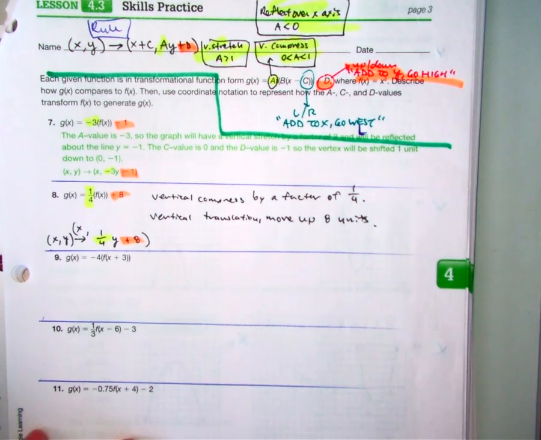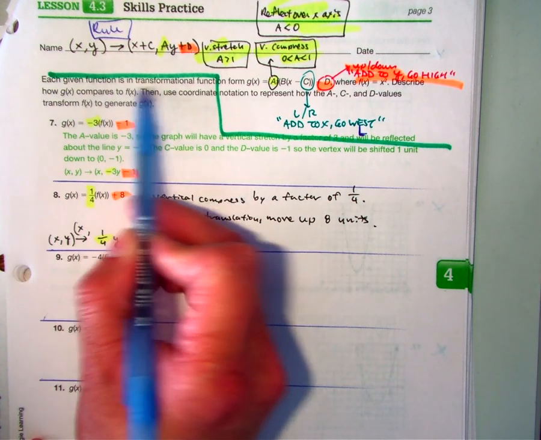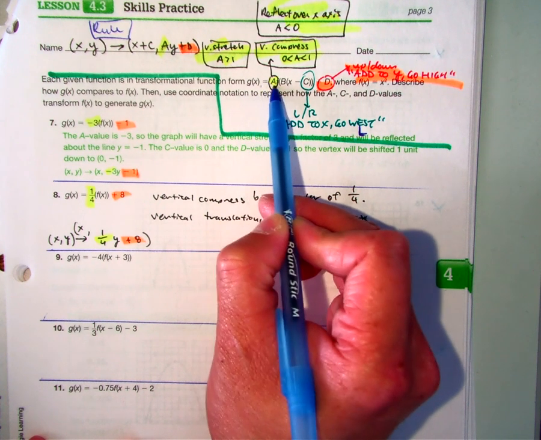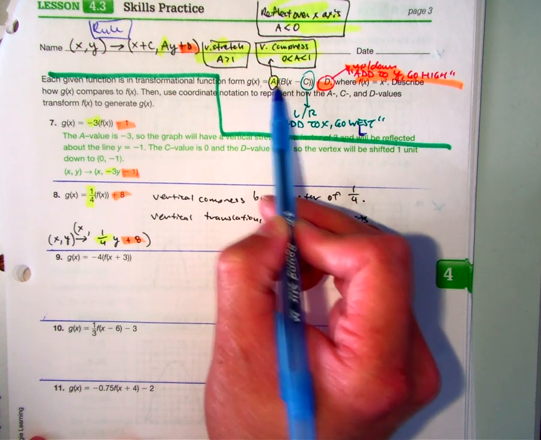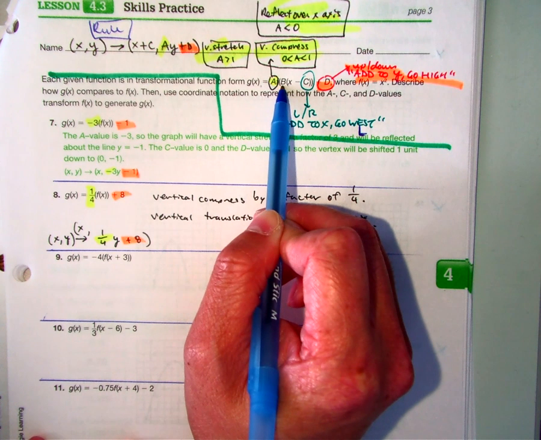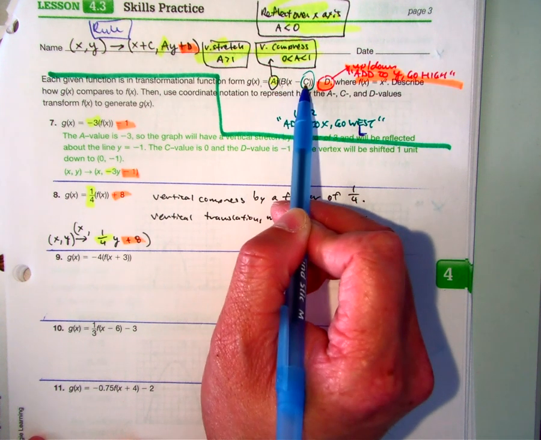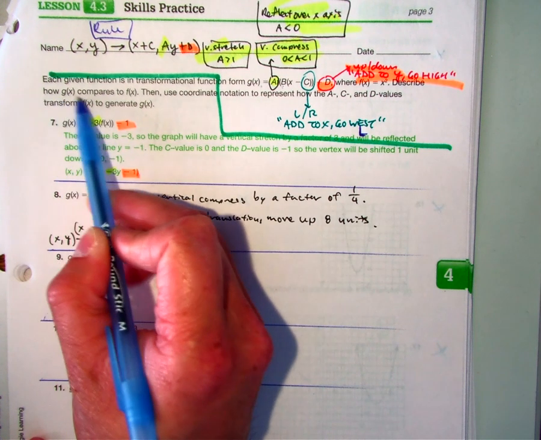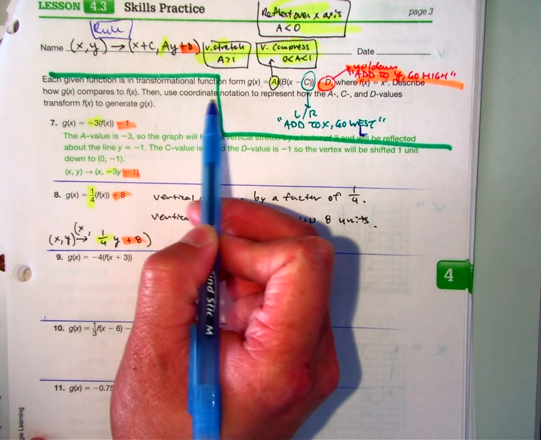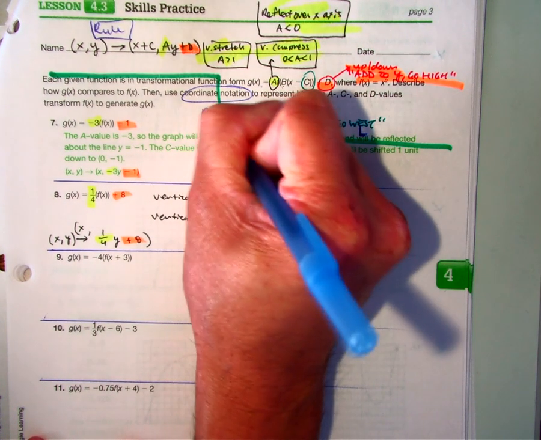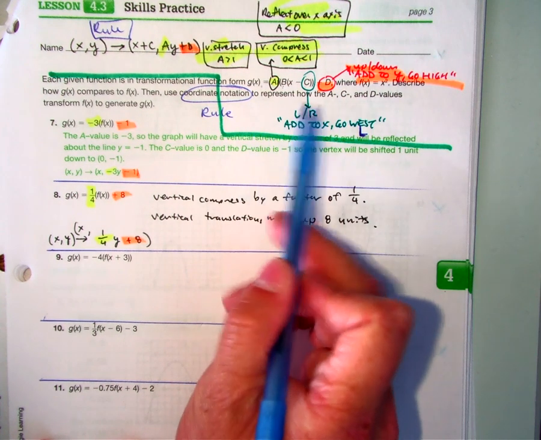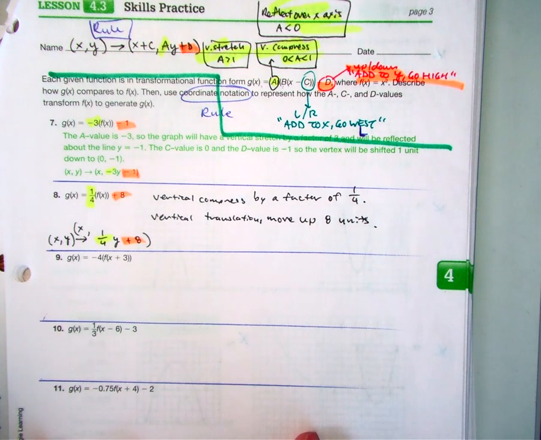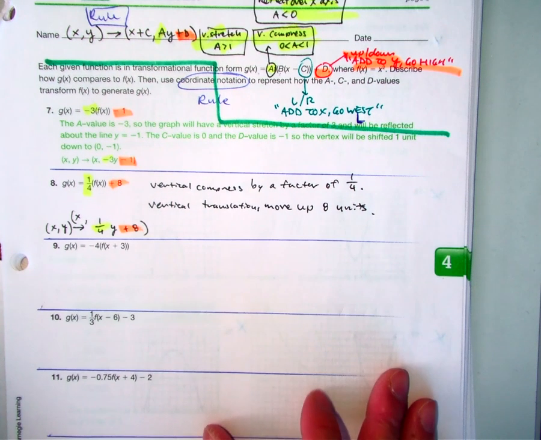In question number 11, the directions tell us each given function is a transformational function g of x equals a f, that just means the function, so a times the function, b, which will be next section, x minus c, in parentheses plus d, where f of x is x squared. Describe how g of x compares to f of x, then use coordinate notation, which is just a rule, to represent how the a, c, and d values transform f of x to generate g of x. So let's look at question number 11.